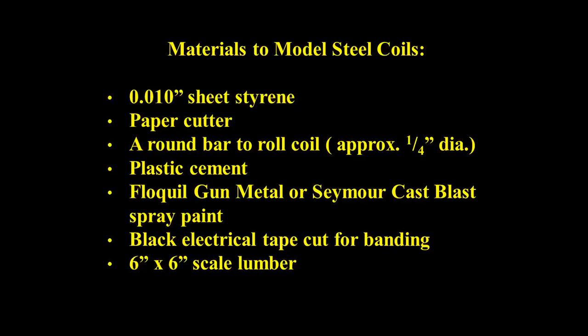So you can purchase steel coils. Walthers, for one, makes them, and I think there's a couple of other companies that have brought out steel coils. But you could make them yourself using 10-thou sheet styrene. A paper cutter makes it really quick because it's so thin to cut off strips. You're going to need a round bar that you can roll the coil around, about 1/4 of an inch in diameter in HO scale. A little bit of plastic cement, some gunmetal or Cast Blast, the black electrical tape for the banding, and some 6x6 scale lumber.